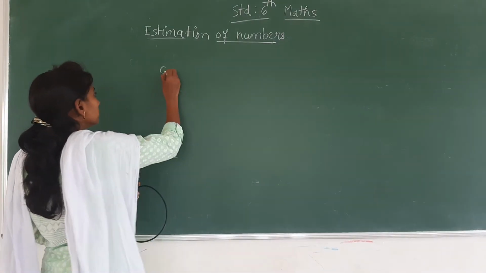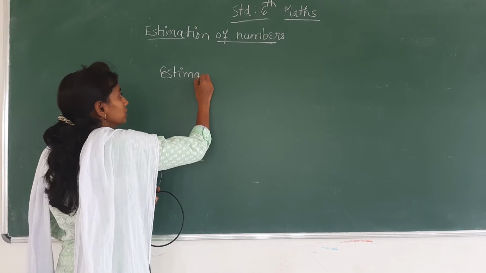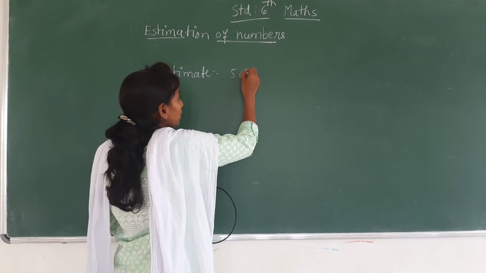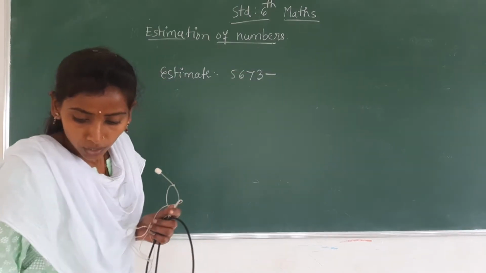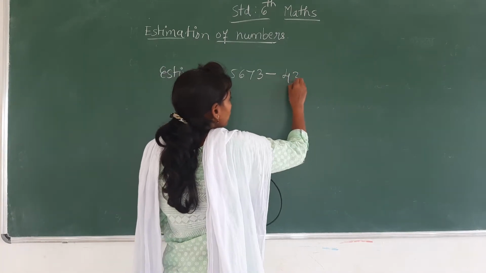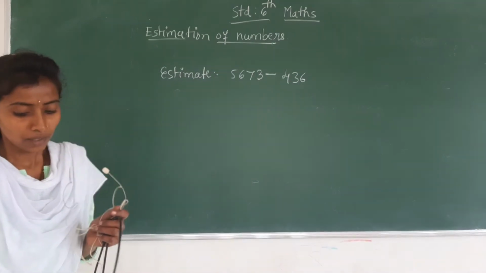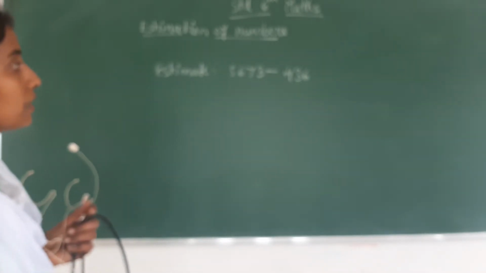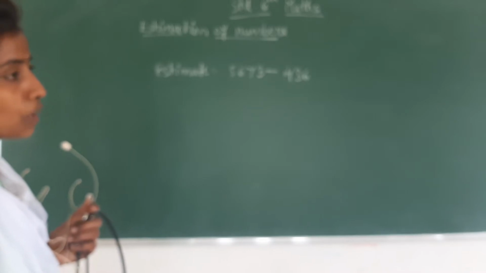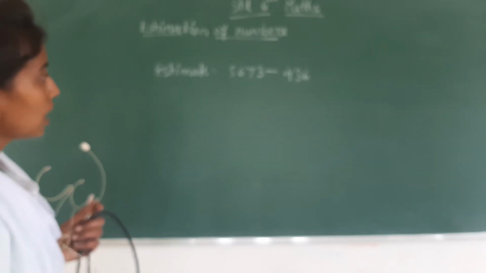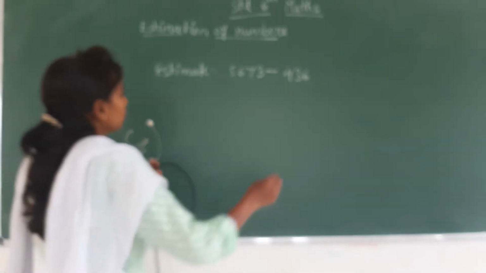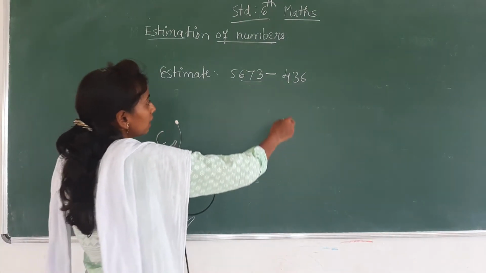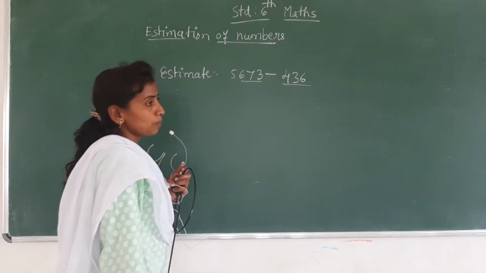Estimate 5673 minus 436. Here one number is given up to the thousands place and another number is given up to the hundreds place. Means we have to estimate both numbers to the hundreds place. While estimating to the hundreds place, we have to underline the numbers up to the hundreds place.